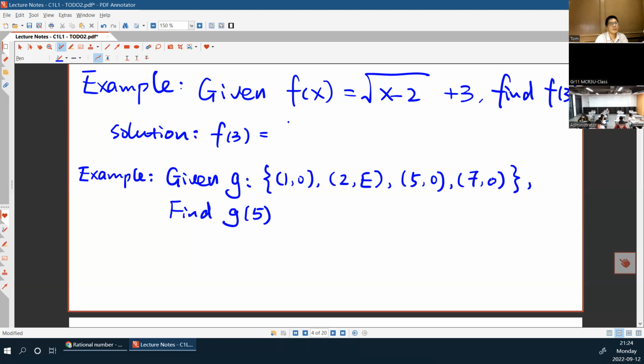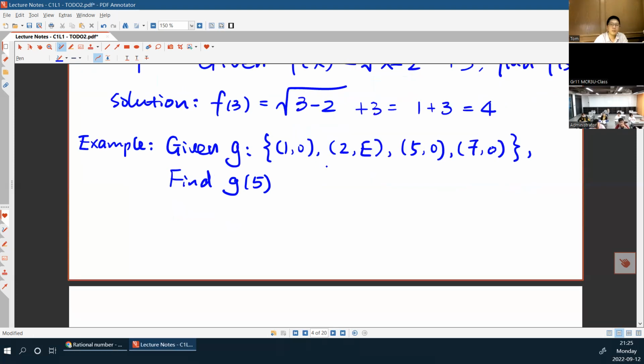So what is f(3) here? Is it too easy for you? Just put 3 into the function, right? Square root of 3 minus 2 plus 3, which is 1 plus 3, which is 4, right? So if you want to find the image of 3, just put 3 into that function. That's simple. Okay, Peter, how about the second question?